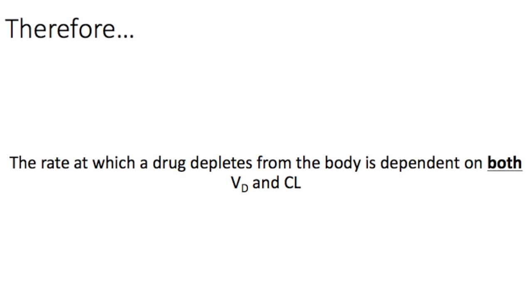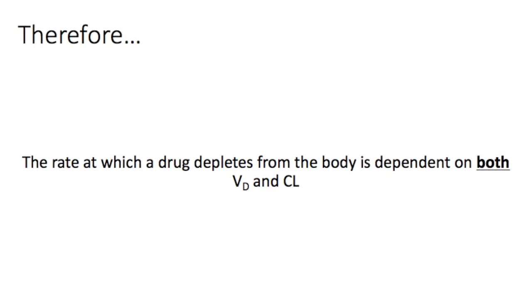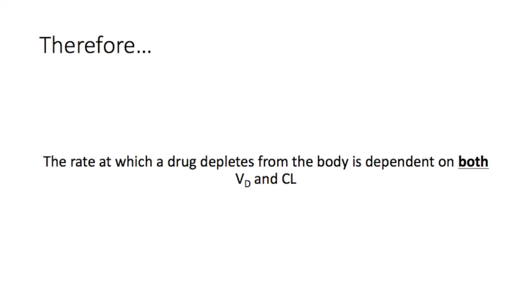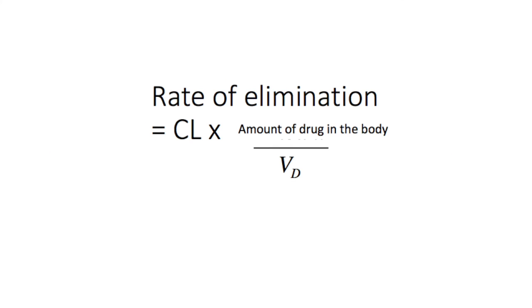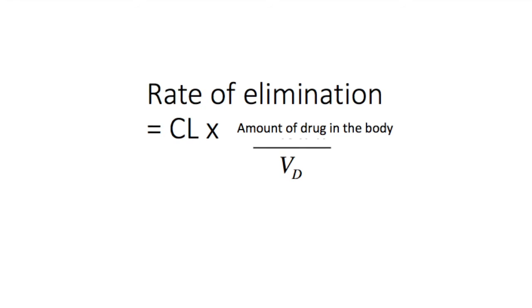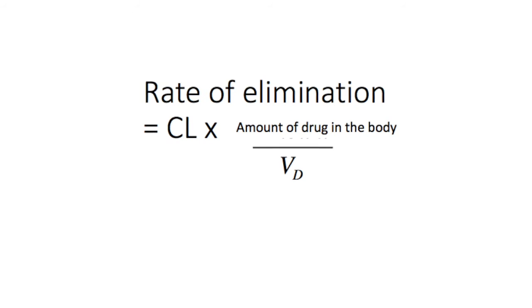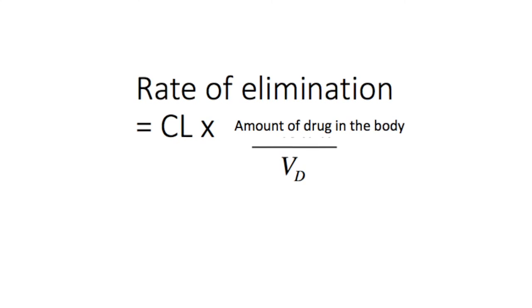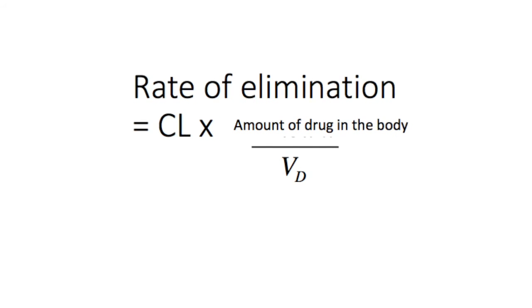So the rate at which a drug is eliminated from the body is dependent on both the volume of distribution and the clearance. Clearance is the constant that relates the rate of elimination to the drug concentration in the plasma, whereas the volume of distribution determines what that concentration will be for a given amount of drug in the body, which is the dose immediately after administration.